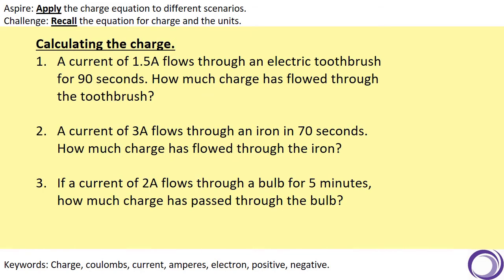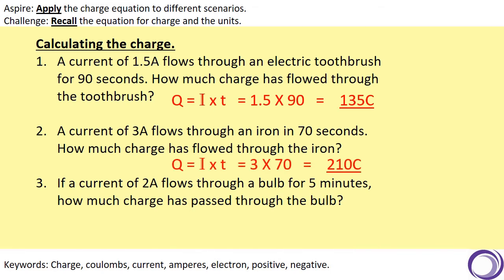Right, so first one, current of 1.5 amps, 90 seconds. So Q equals IT, so 1.5 amps times 90 seconds gives you 135. And remembering the unit, coulombs, 135 coulombs, that gets you 2 marks. Number 2, Q equals IT, so that's 3 amps times 70 seconds is 210 coulombs. 210 coulombs is 2 marks.